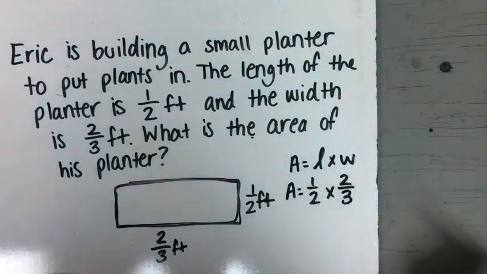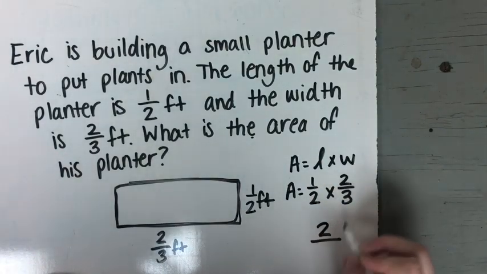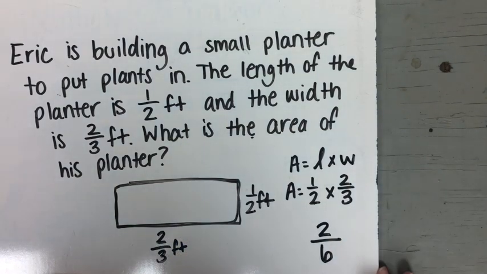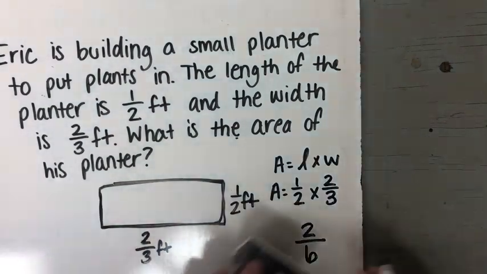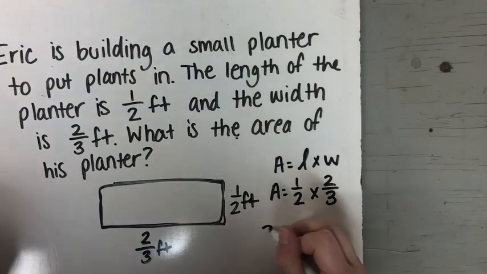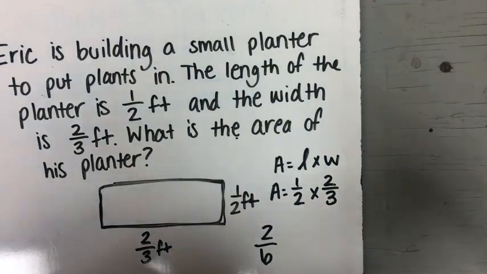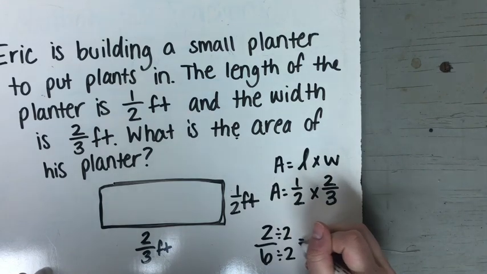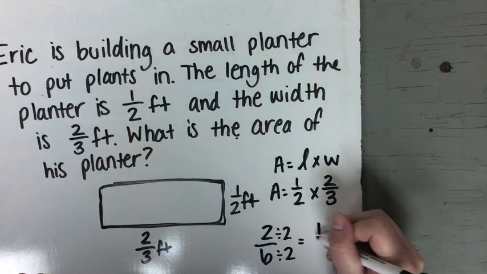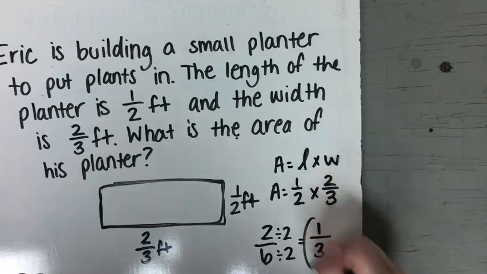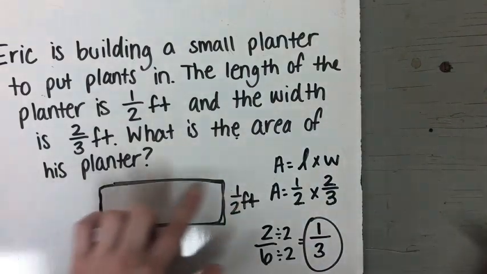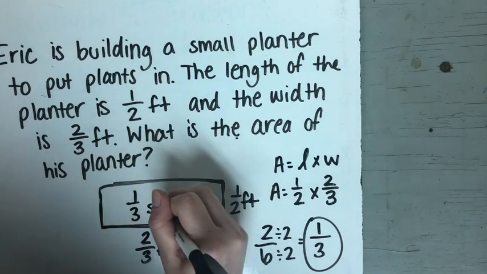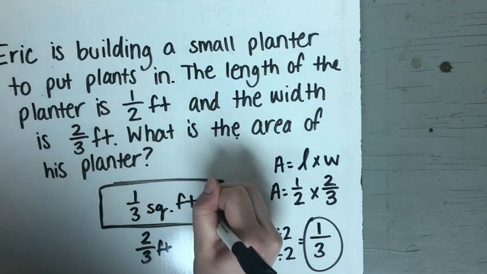So 1 times 2 gives me 2. 2 times 3 gives me 6. Now 2/6 can be simplified. Let me rewrite this. They're both even, so I can divide 2 out of the top and the bottom, and I get 1/3. So the area of my planter is going to be 1/3 square feet.